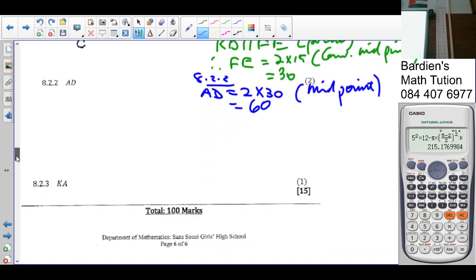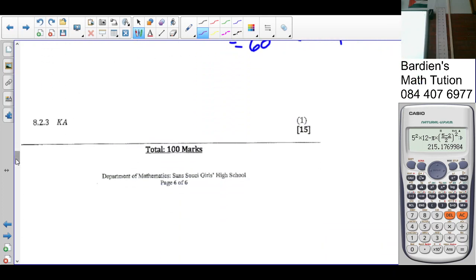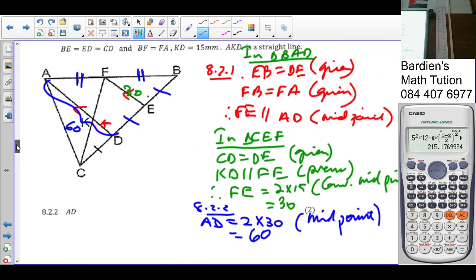And the last question is to calculate KA. Now to calculate KA, it's going to be this part here. Not so? So 8.3.2, KA has to be equal to 60 minus 15, which is 45 millimeters.